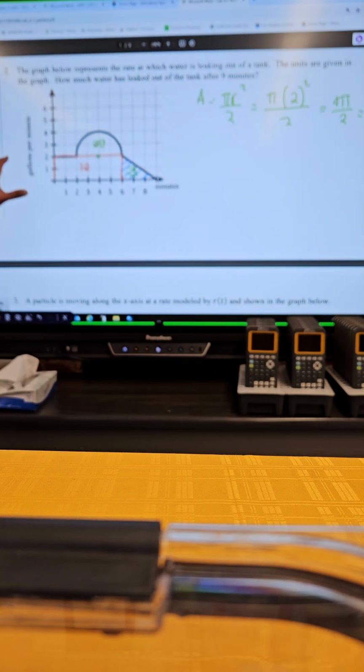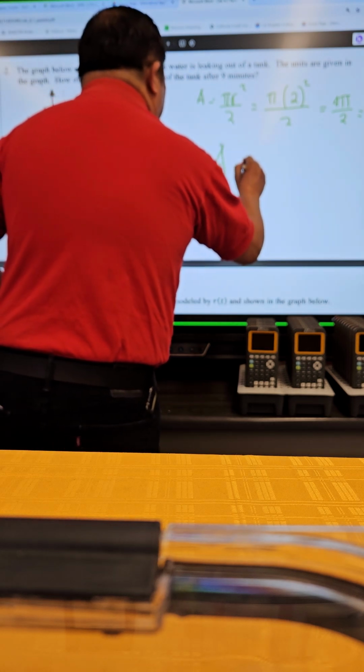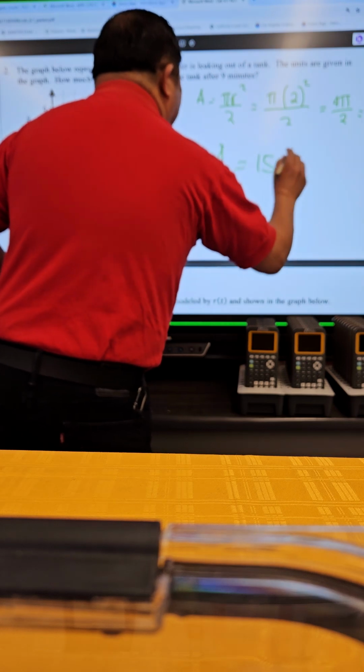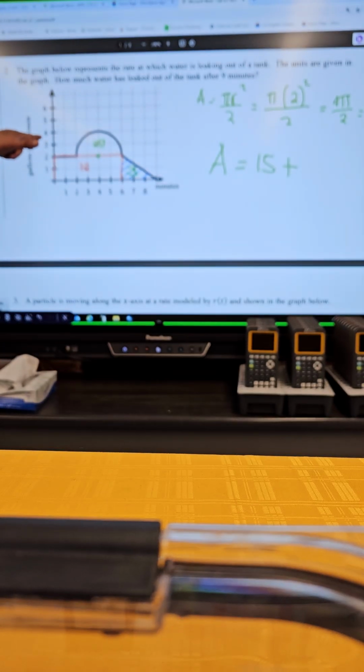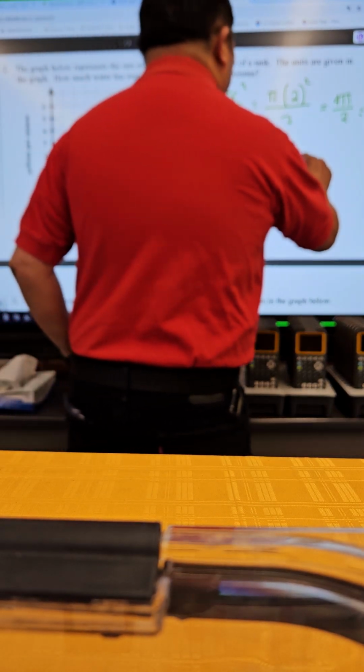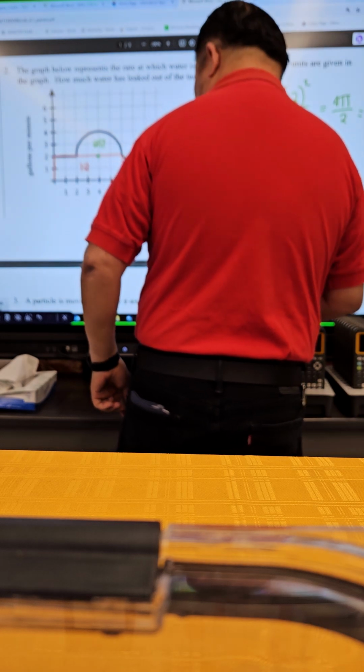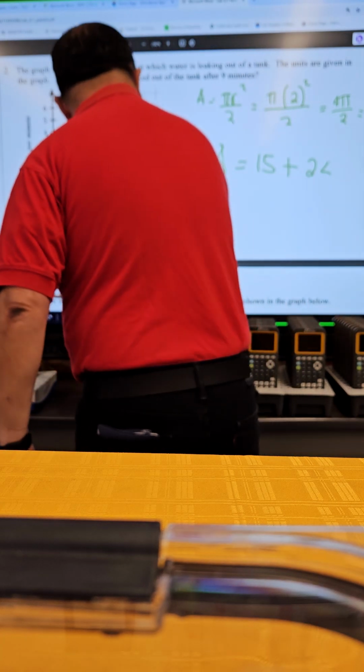So therefore, the accumulation of change: the area is 12 plus 3. What is 12 plus 3? 15. So the area now is 15 plus the area of the semicircle, which is 2 pi. Very good. So this is now our final answer.